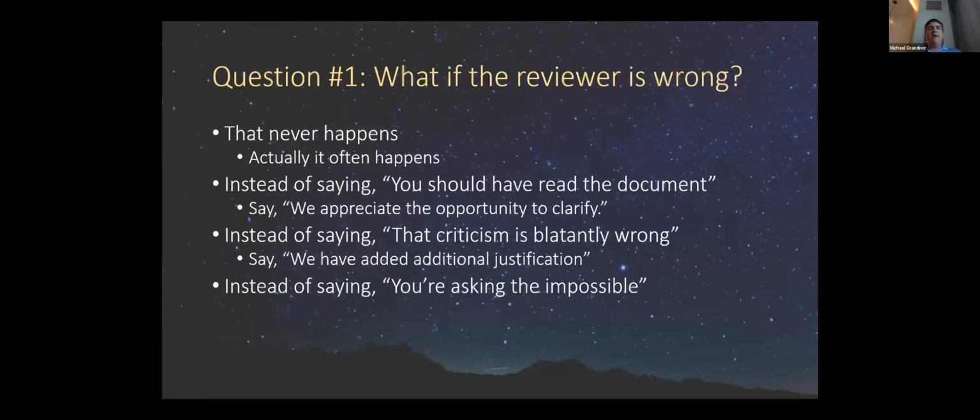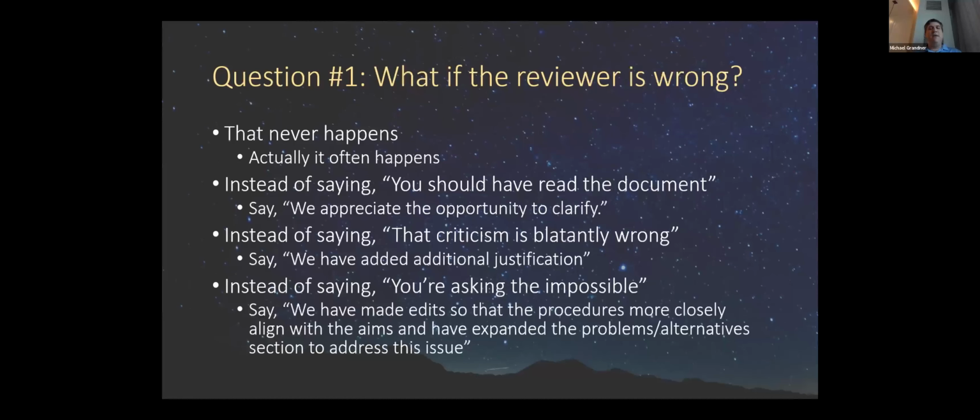Instead of saying, you're asking me the impossible, you clearly have no idea how to do this stuff because you're asking me to do something that is physically impossible to do, you say, we've made edits so that the procedures more closely align with the aims and have expanded the problems and alternatives section to address this issue. So what they want you to do is something you can't do. So you call attention to the fact that what you are doing answers the question you're trying to answer in the first place, and that there may have been other approaches, but you can't do them because.